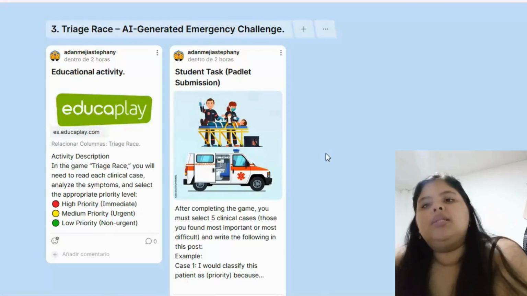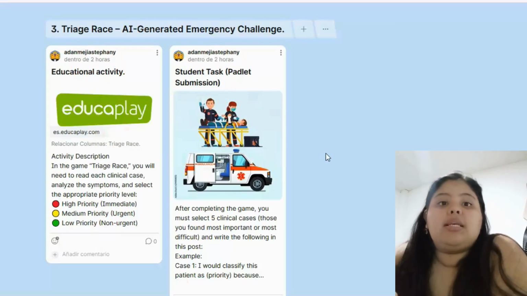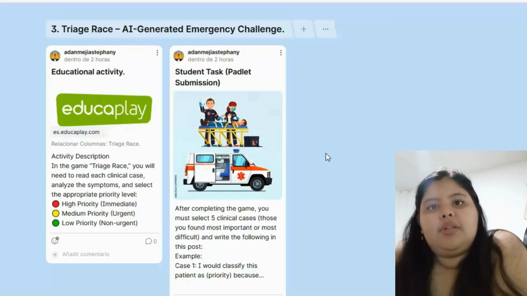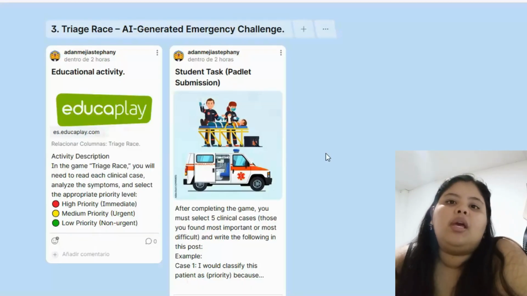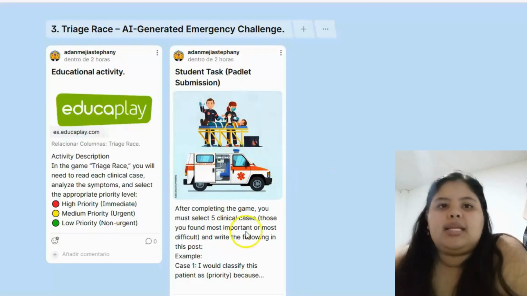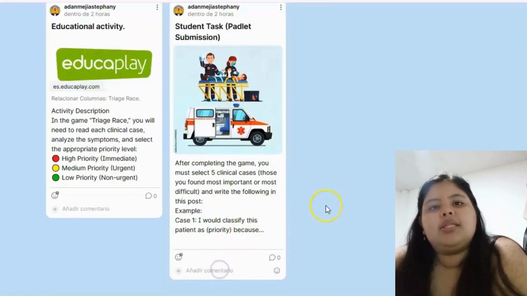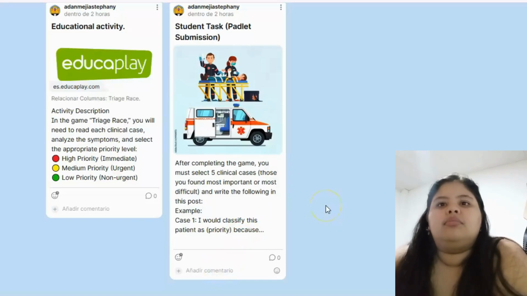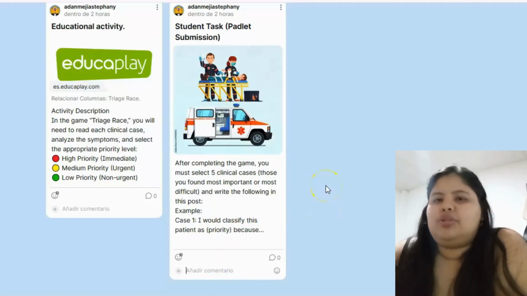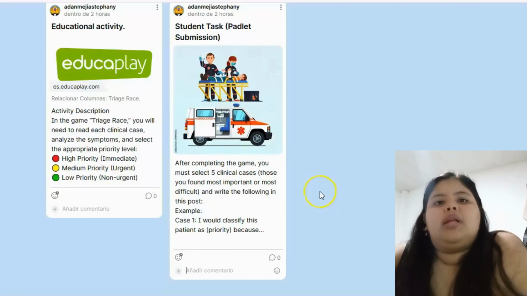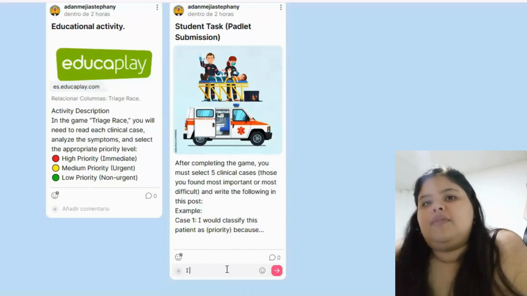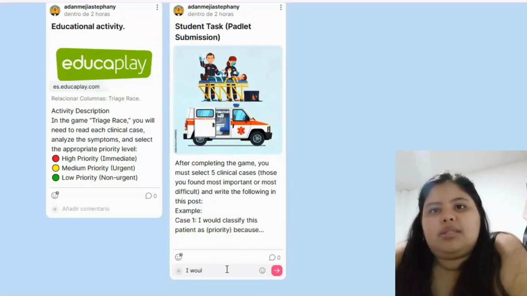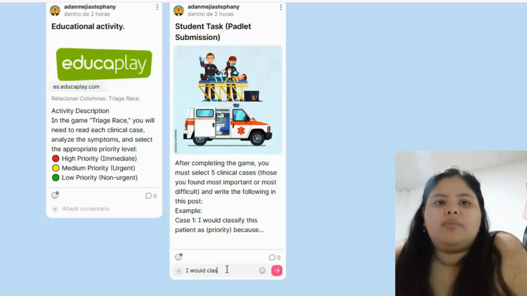The student will analyze the case and determine the patient's priority level. After completing this activity, the student will choose the five most difficult or important cases they encountered in the Wordwall game and write in the comments how they classified the cases and their justifications. For example, I would classify this patient's priority as high because the symptoms he had were life threatening. Her heart rate was very low.